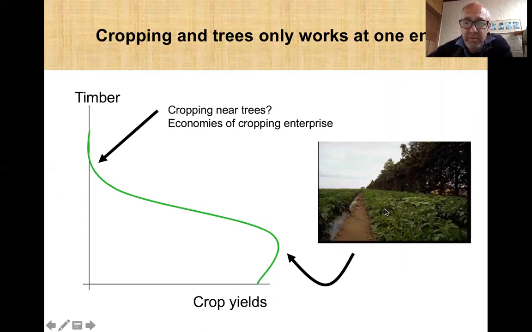Any impact on productivity, plant growth and seed set, as soon as that starts to decline, the economies of crop production drop dramatically because it costs the same to plant and harvest, because it's an area-based system. So therefore it can be very competitive. And it's unlikely that if you've got a forest area, you're going to be able to crop anything underneath the trees.